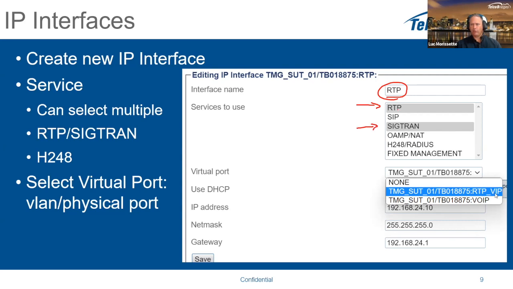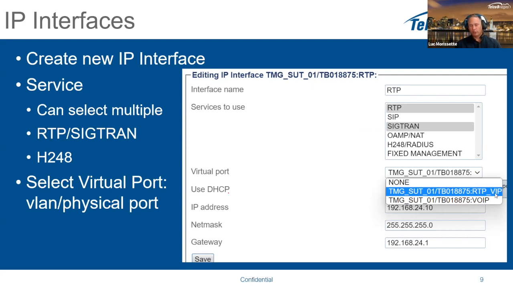Again, you need to press Control to choose, let's say, if the same interface will be used for RTP and SIGTRAN, you can do something like this. Then here you need to choose the virtual port. So that's what we created before. We have either an untagged port or a VLAN or a bonded interface. You can choose which ones you want here. And here it will give you the name that you have used for the virtual port.